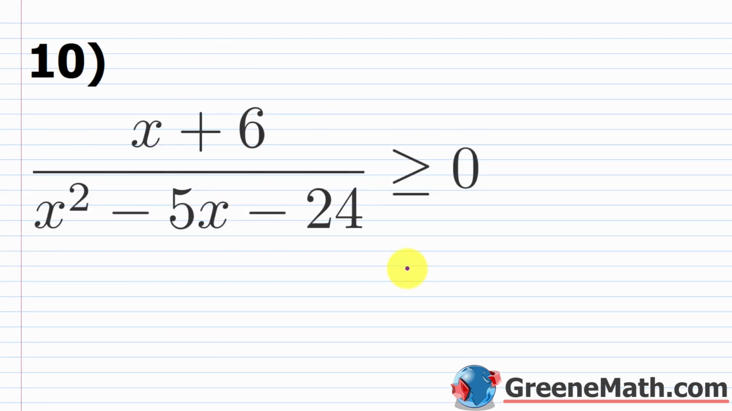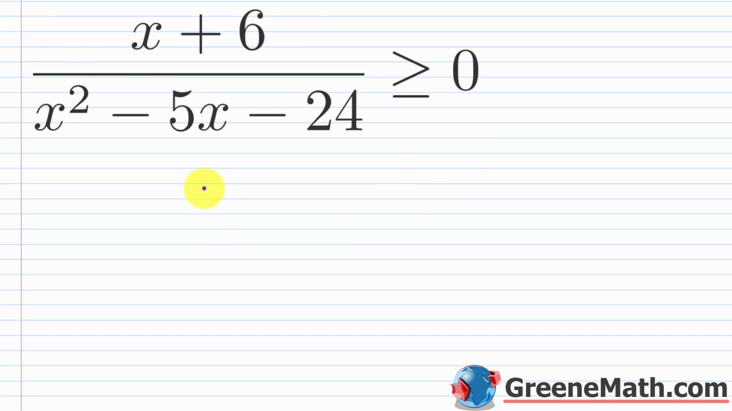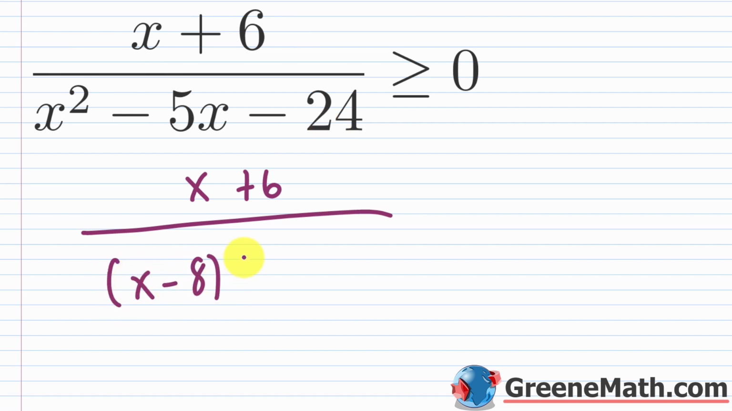All right, let's take a look at problem number 10. So we have x plus 6 over x squared minus 5x minus 24, and this is greater than or equal to 0. So I'm going to just write x plus 6 over here. And then down here, I'm going to factor this. So give me two integers whose sum is negative 5 and whose product is negative 24. So that's going to be negative 8 and positive 3. So x minus 8, that quantity times the quantity x plus 3.